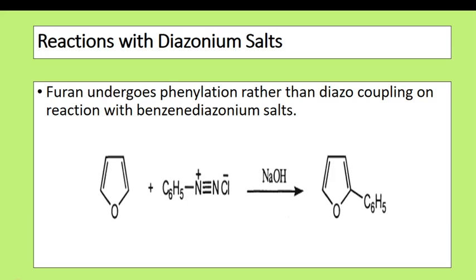Reactions with diazonium salts. Furan undergoes phenylation rather than diazocoupling on reaction with benzene diazonium salt. So in presence of NaOH, there is an attachment of C6H5 at second position on furan. So this is a reaction known as phenylation reaction of furan. So furan undergoes phenylation reaction rather than diazocoupling, which is a very important point.